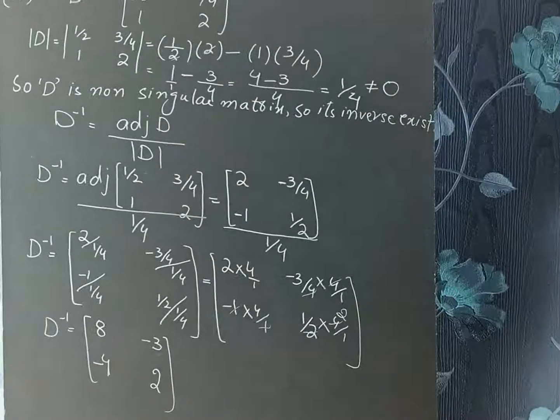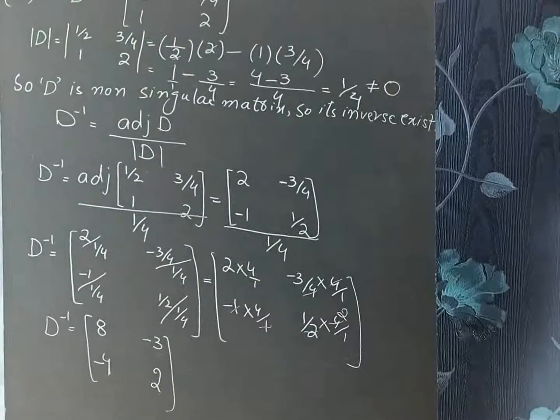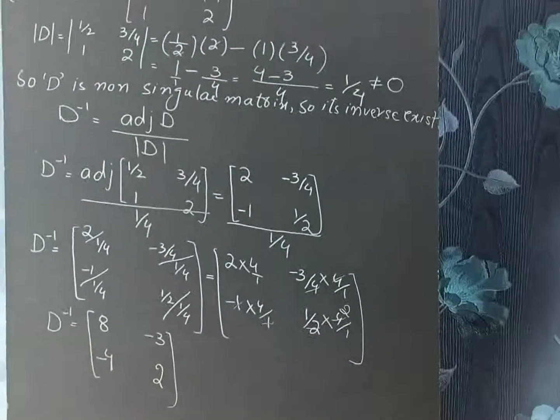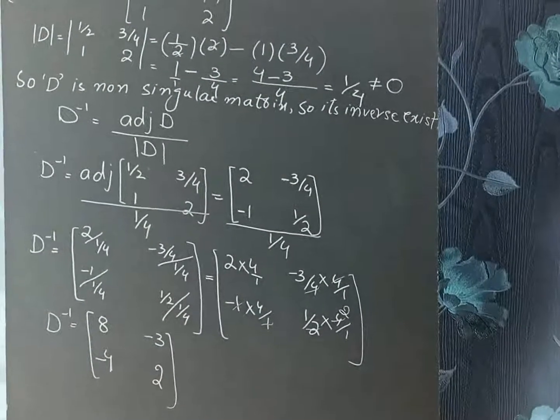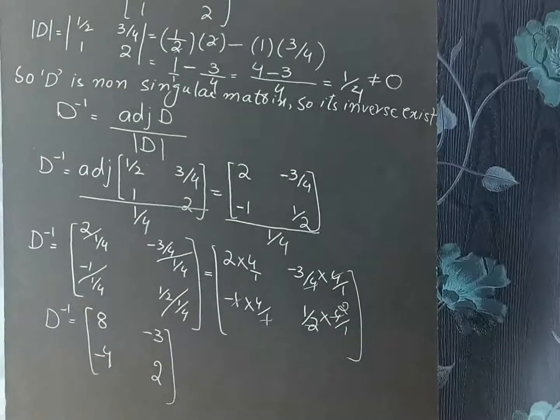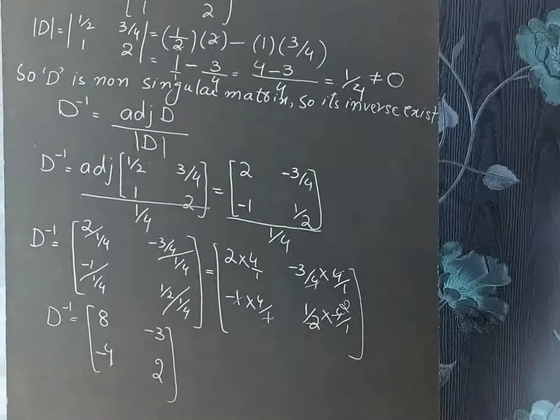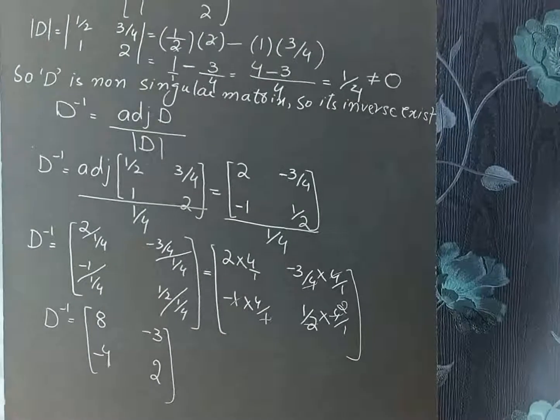The only difference here is that the determinant is in fraction. When you divide by the determinant, you will change the division into multiplication and then do the cancellation to make the entries simple.